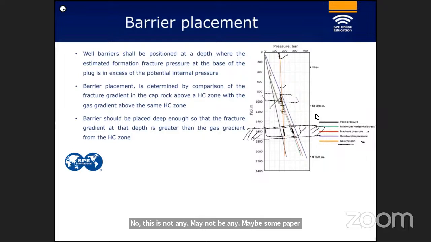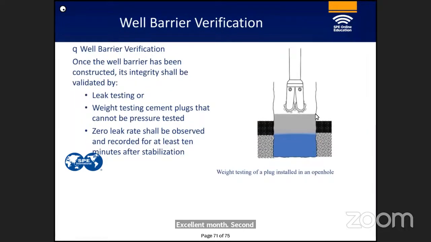So, well barrier verification. Once the well barrier has been constructed, its integrity shall be validated by leak testing, which is pressure testing, or weight testing for cement plugs that cannot be pressure tested. A zero leak rate shall be observed and recorded for at least 10 minutes after stabilization. So leak testing could be a positive pressure test, and in certain cases, if the opportunity is there, we can do a negative test also for the barrier.